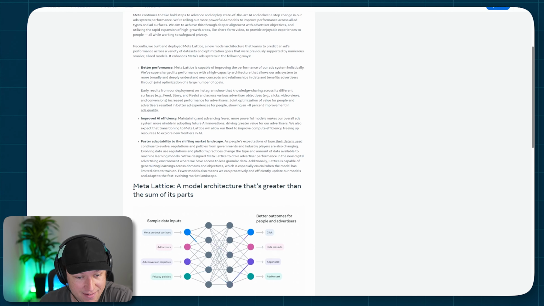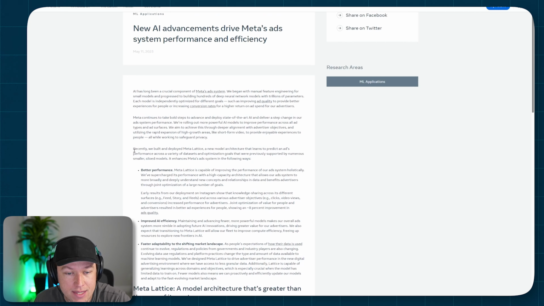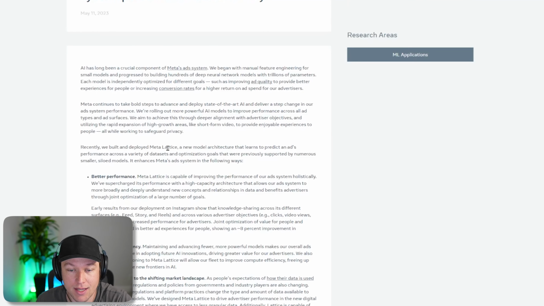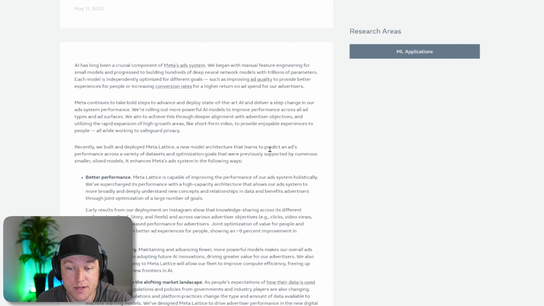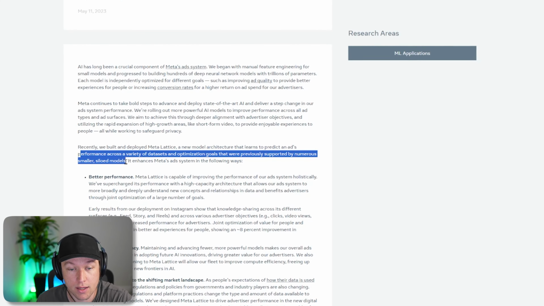But then Lattice is how the actual creative is interacting with the user in the first place. So in summary, recently we built and deployed Meta Lattice, a new model architecture that learns to predict an ad's performance across a variety of data sets and optimization goals that were previously supported by numerous smaller siloed models.